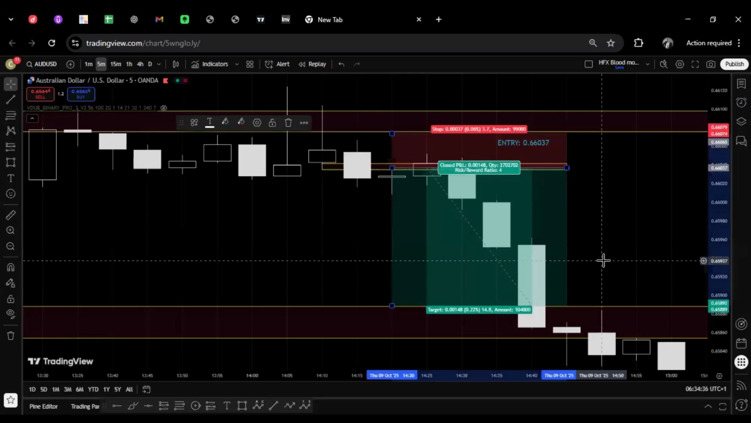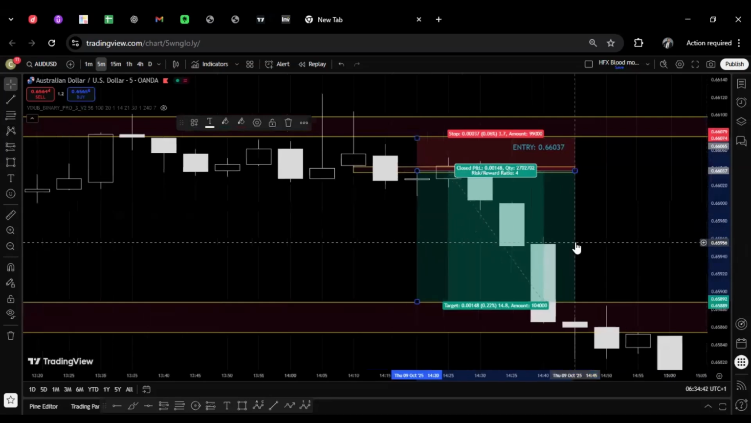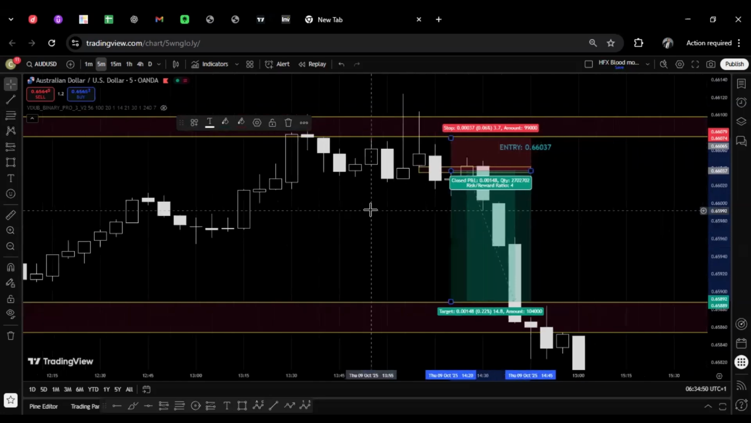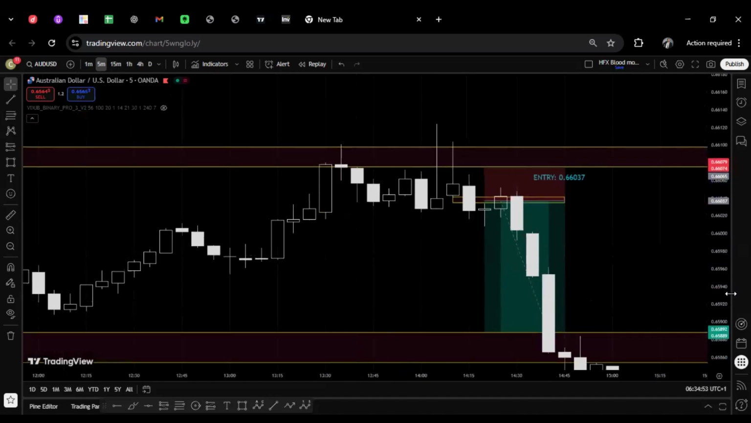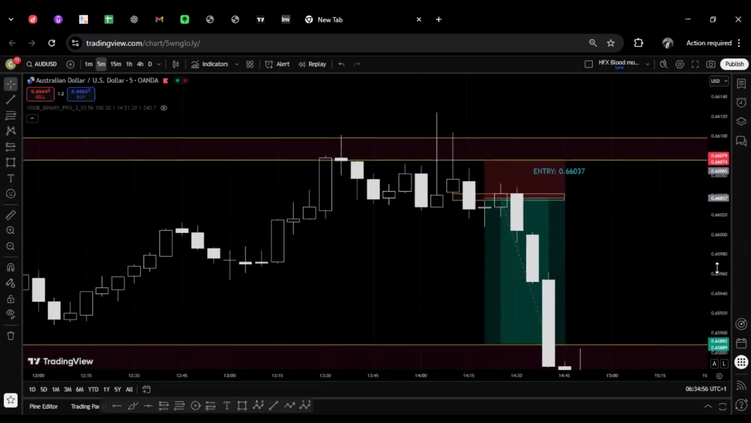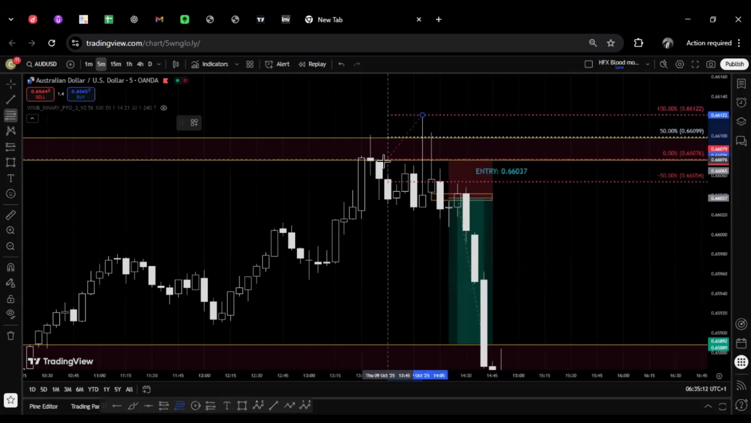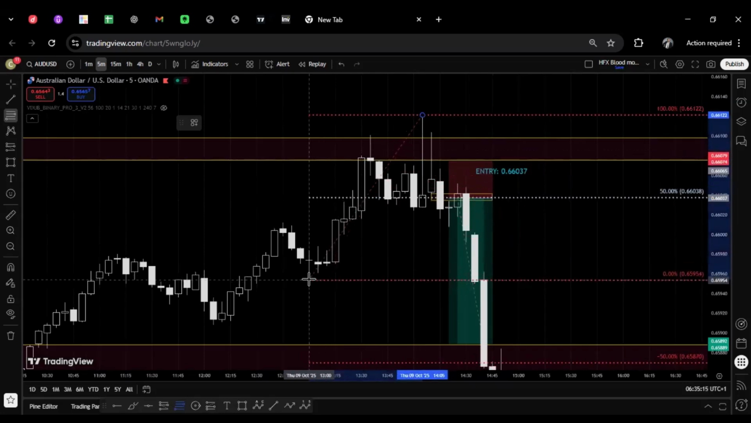So, family, that is it when it comes to getting your entries with confluence, combining Fibonacci retracement. Okay, before this call ends, let me also show you something. This is the swing high, right? Let's pick this point to this point. This is our swing high.